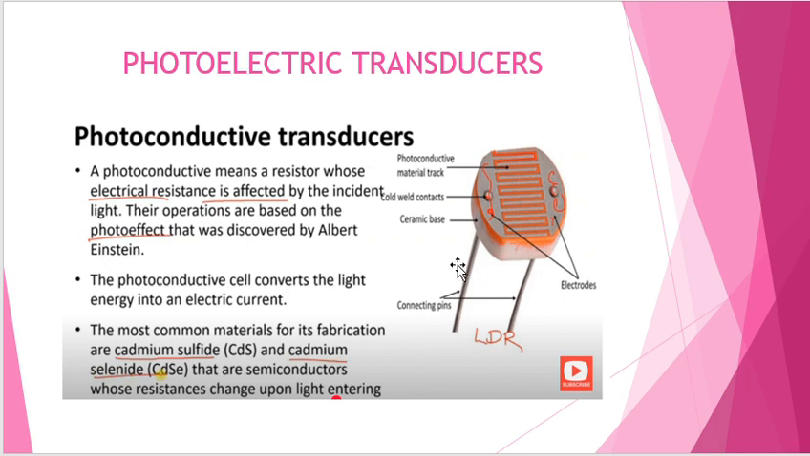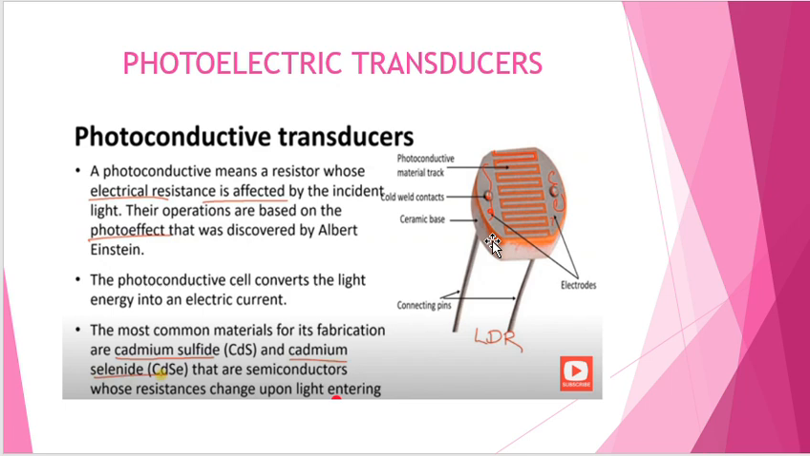This ceramic portion acts as a ceramic base, which acts as a photoconductor transducer. Its symbol looks something like this. See, there is a light shining on it, and the resistance is also there, which forms the symbol of LDR. Now in this case, we will take a look at how it works.